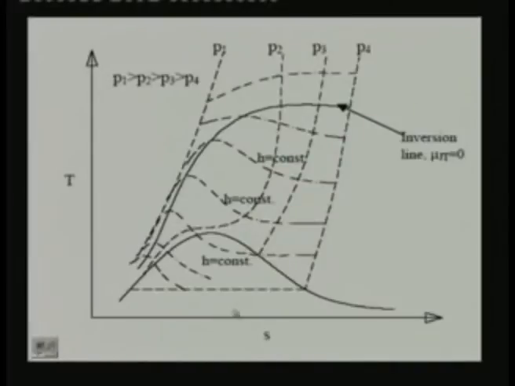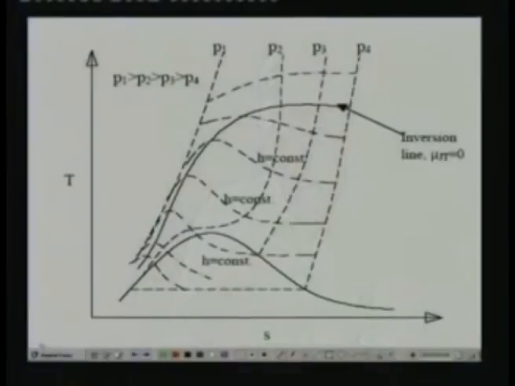Third conclusion is that temperature drop becomes higher when throttling takes place at higher pressures. For example, if you look at this one, between P3 and P4 this is the temperature drop, but between P2 and P3 the temperature drop is higher. If the throttling takes place, let us say, from some pressure here to P3, this temperature drop is still higher. So throttling at higher pressures provides higher temperature drop.